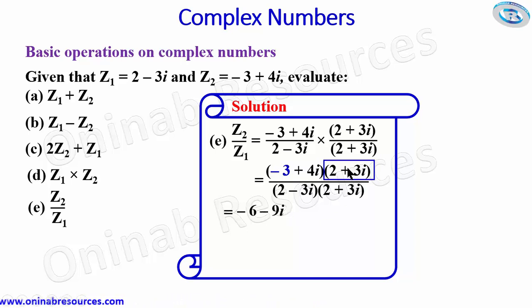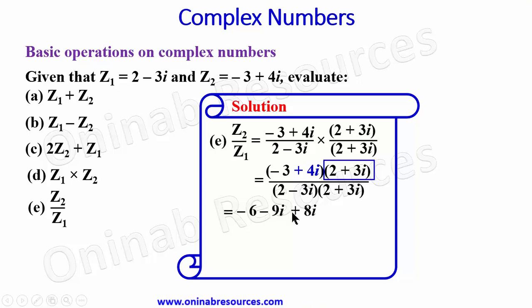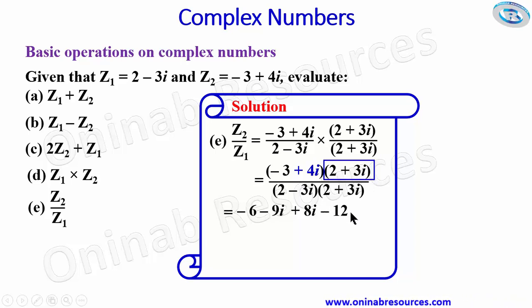So we are done with that. We pick the second part of the first bracket, which is the imaginary part, that is plus 4i. We use it to multiply everything inside the second bracket. So positive 4i times 2 will give us positive 8i, positive 4i times positive 3i. Remember, 4 times 3 gives 12, and i times i gives negative 1. So 12 times negative 1 gives negative 12.